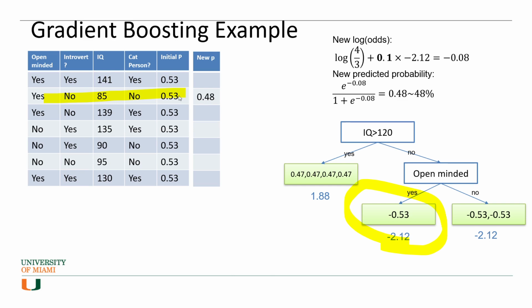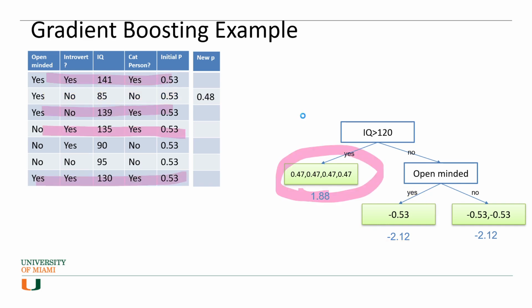Now, one thing that I want you to notice here is that we are improving, right? Initially, the probability of this person being a cat person was 53%, and now it is 48%. Basically, we're downgrading the probability, which is a step in the right direction because this person is actually not a cat person, right? So the fact that we are reducing the probability of classifying this guy as a cat person is an improvement, right?